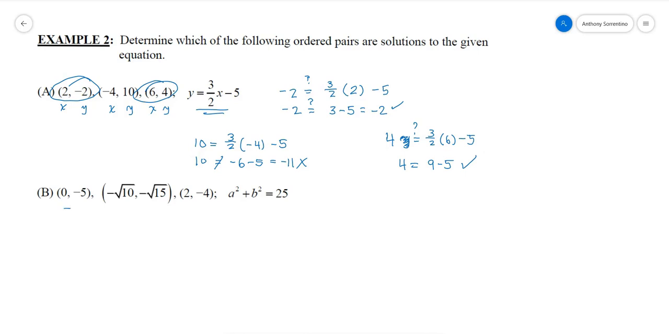Which one of these, could be more than one, are solutions to the equation a squared plus b squared equals 25? Much like the previous one, I'm just going to do substitutions for each one of these, and I'm going to go to a different color to keep these all straight.